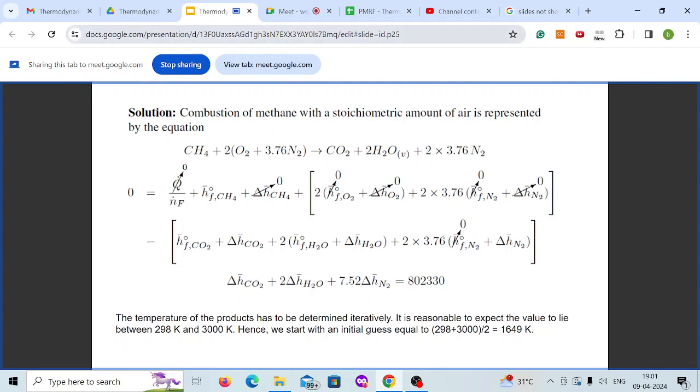Since this is insulated, there is no heat rejected to ambient, so the products will be at a higher temperature. It will heat up by itself, so you need to take that into account. So plus delta H of CO2, the sensible enthalpy, and then for water similarly, plus nitrogen.